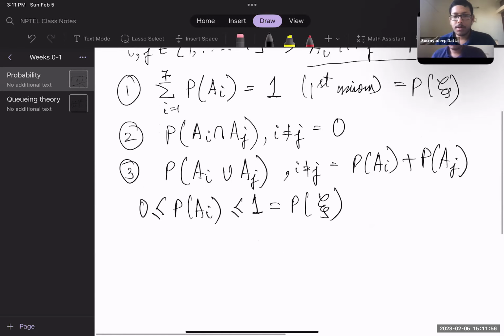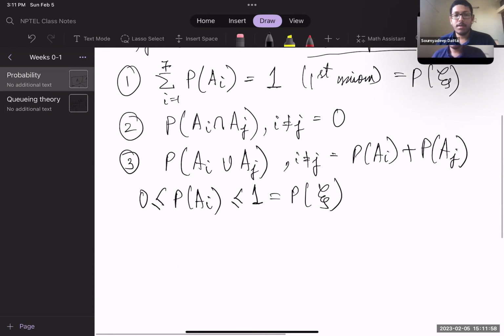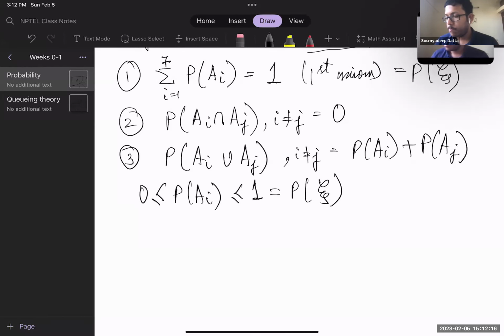Now let us do another kind of qualitative question. I'll give 3 statements, and you have to tell me which of these will always hold for any situation. So let's see.